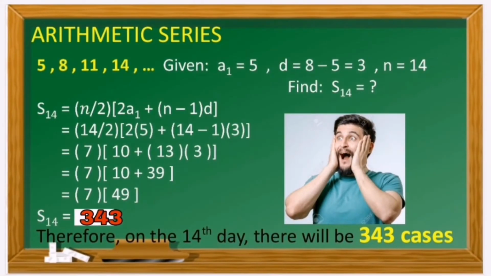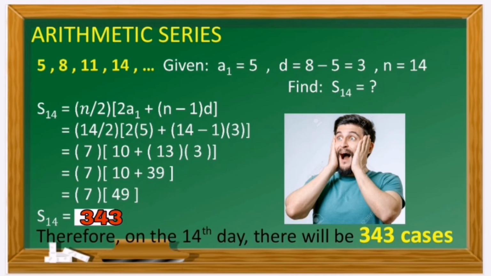First things first, again, we shall be writing the given. A sub 1, or the first term, is 5. Our common difference can be obtained by subtracting the first term from the second term. A sub 2 minus A sub 1, which in this case is 8 minus 5, giving us a 3. Your total number of terms n is equal to 14. We are asked for the S sub 14.